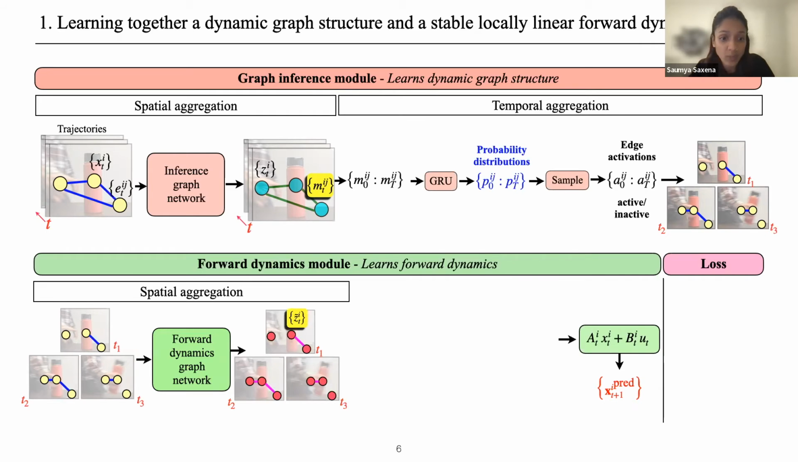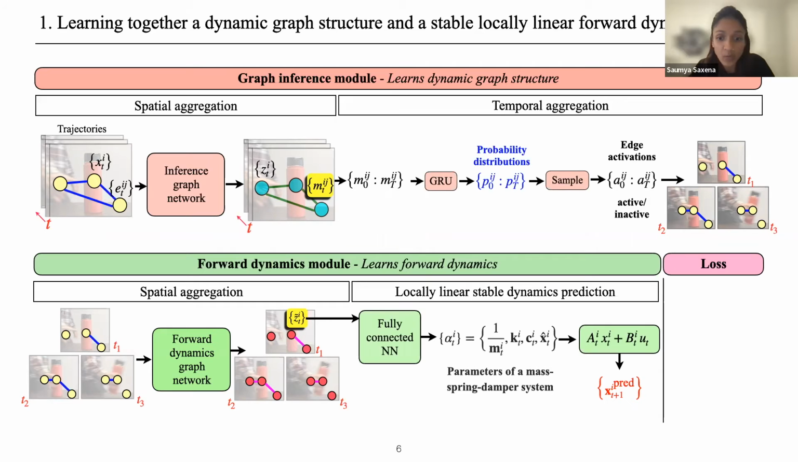Next, the forward dynamics module passes the learned graph structure through the forward dynamics graph network that outputs another set of embedded graphs. These node embeddings are then passed through a fully connected neural network that outputs parameters for a spring mass damper system for each node. This representation is chosen since the dynamics of a spring mass damper system are linear and can be constrained to be stable. Next, the learned stable locally linear dynamics are used to predict the next state. Finally, both these modules are trained together by minimizing the L2 loss between the next state predictions and the ground truth. The KLD loss term enforces that the learned graph structure is sparse.